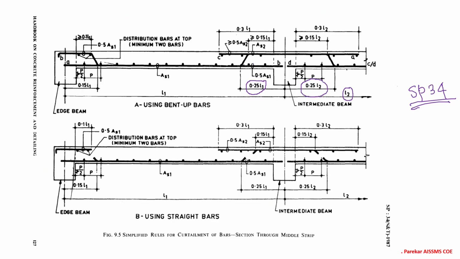These circles will show that till this point. Here you can see beyond this, whatever we have, 50% remained. And here we have Ast. You can see here we have Ast. When you go towards the support, at 0.25 L1, 50% we have curtailed, or you can have this 50% bent up.